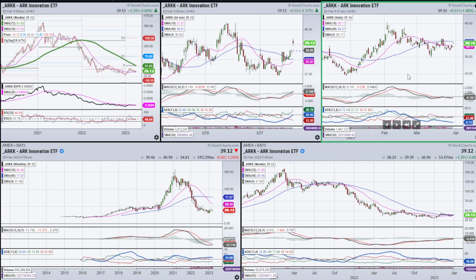Now, you can take that and know that the target for this move is the 18-month. When we go up anywhere near the 18-month, that's all I'm looking for. I'm going to get out.